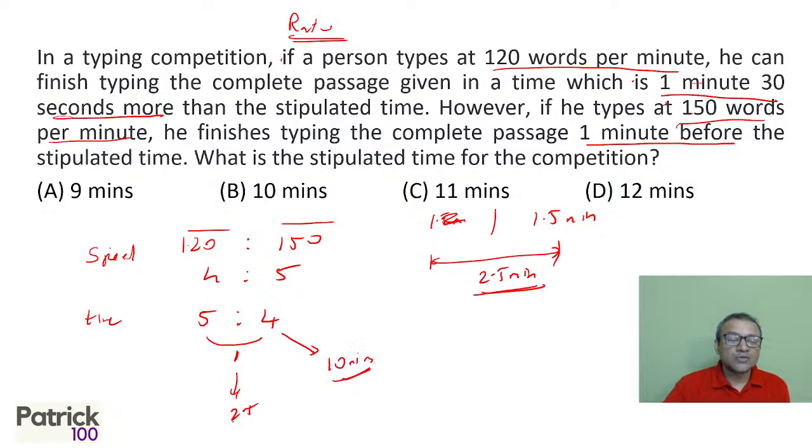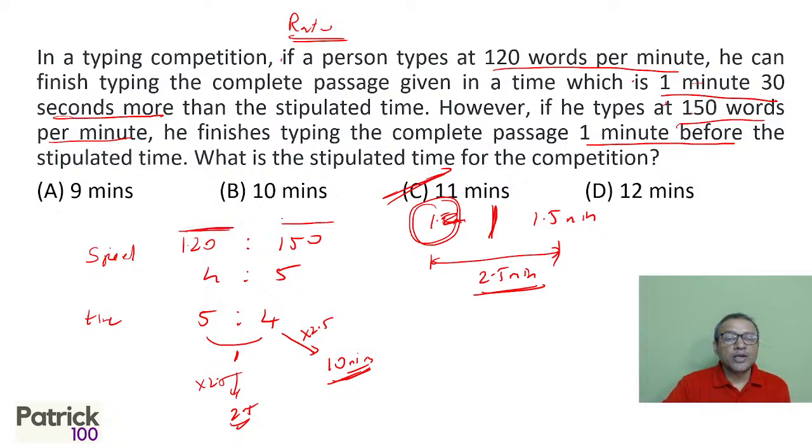Okay, if 1 stands for 2.5 minutes, then 4 will stand for 4 into 2.5, which is 10 minutes. But this 10 minutes is 1 minute before. So the actual time will be plus 1, 11 minutes. C option. I'll repeat this again.